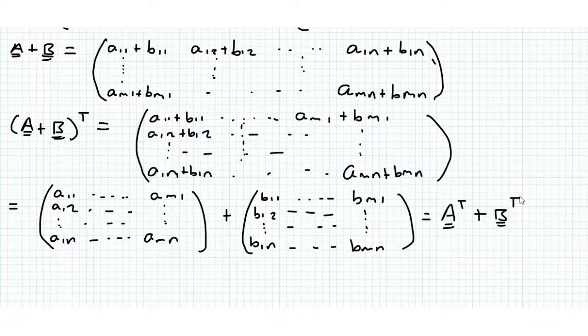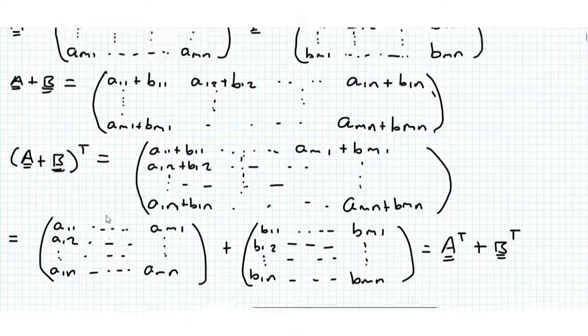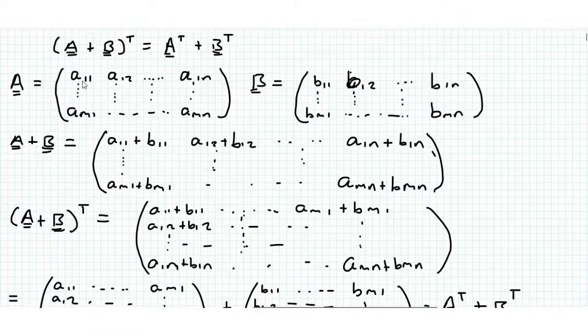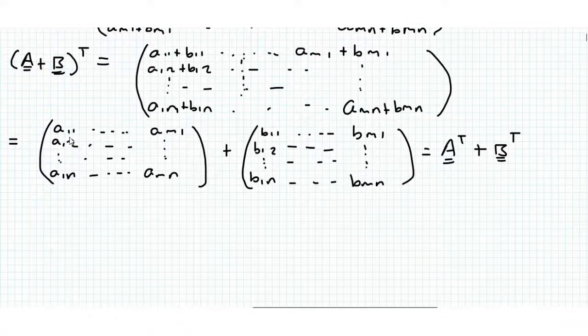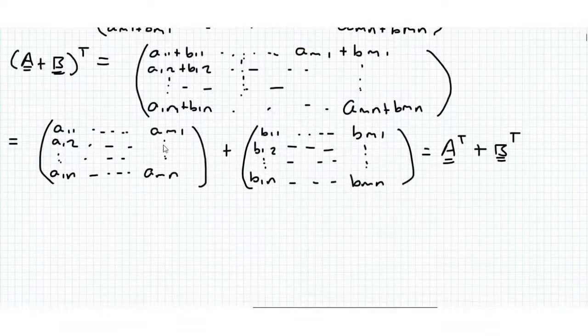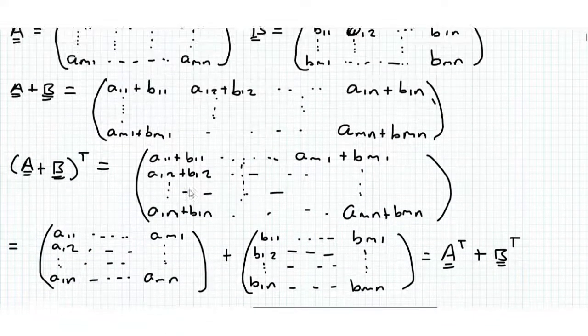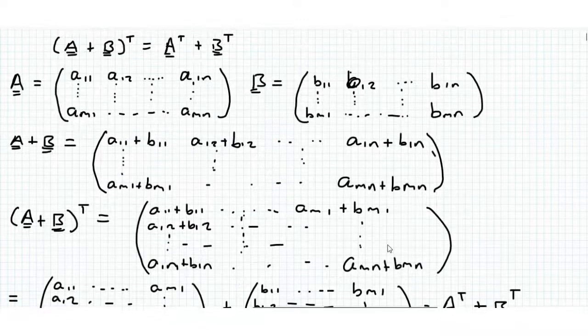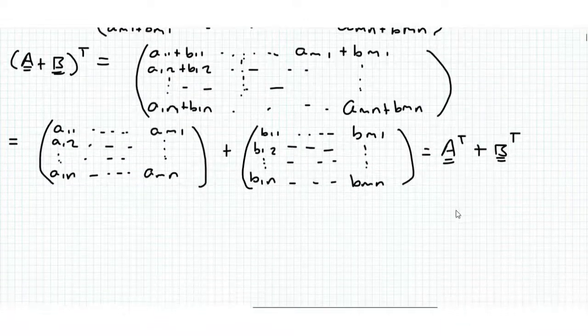And why is this? Well, if you think back to our original matrices A and B, if this first row becomes a column, we get A11, A12 to A1n. Well, that's what we've got. This element, Am1, goes up there. All the other elements swap around in the middle, and the same for B. So this is our final result here.